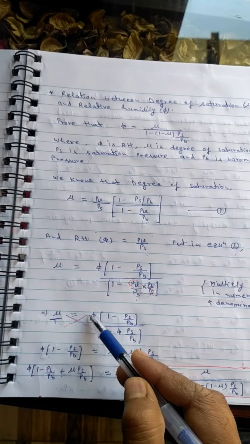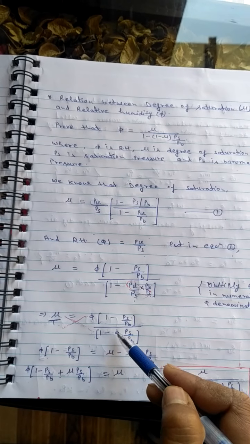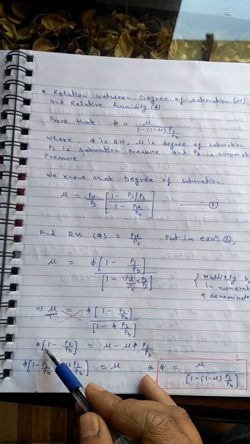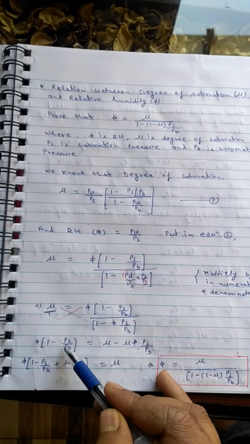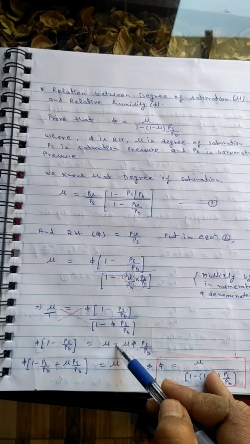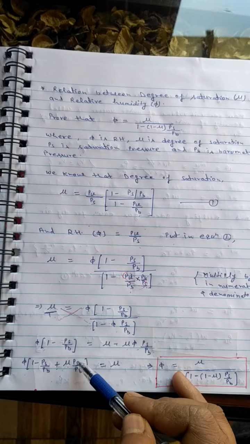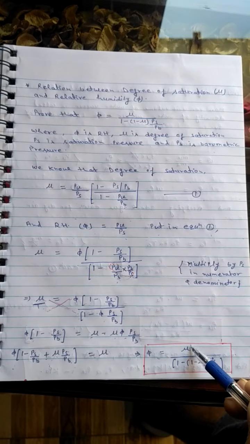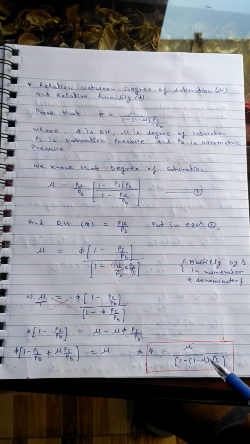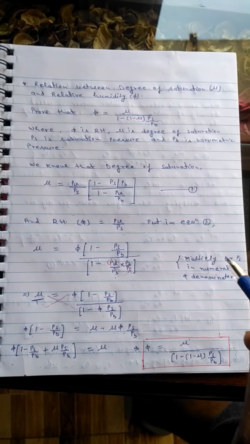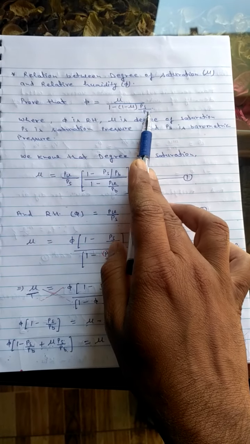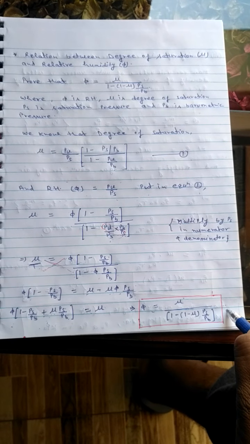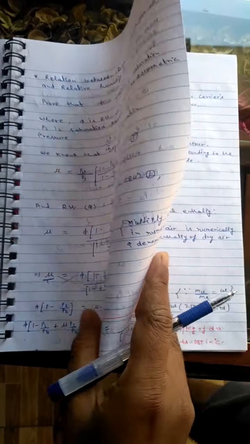We have phi into this equals mu minus mu phi Ps by Pb. Take phi one side and take phi common. Phi into 1 minus Ps by Pb, and this becomes positive, mu into Ps by Pb. Phi is common, equals mu, and phi equals this. So we have derived phi equals mu upon 1 minus mu, times Ps by Pb. This is the relation between the degree of saturation and the relative humidity.